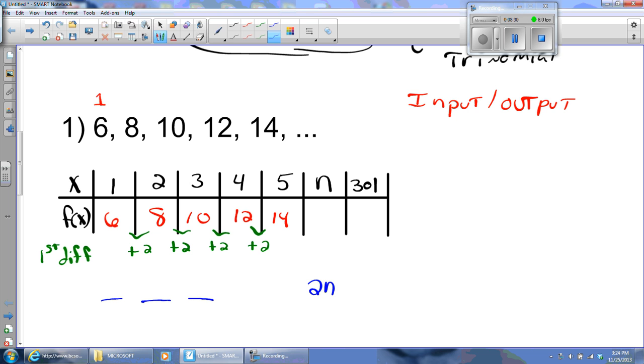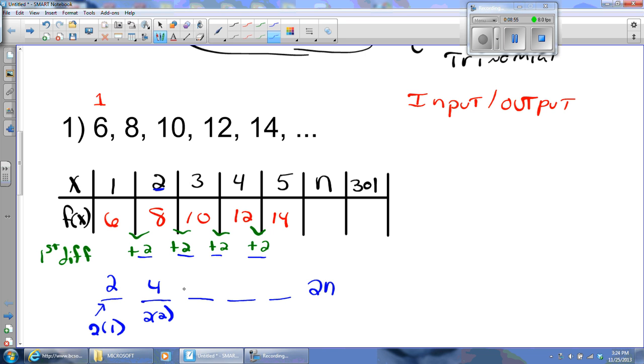And I'm going to take the n numbers, 1, 2, 3, 4, and 5, and put them into this expression, 2 times them. So this one here is 2 times 1, which of course is 2. 2 times 2 is 4. See that, Jose? I'm just taking these numbers right here and multiplying them by 2. Why am I multiplying by 2? Because the first difference was plus 2 every time.